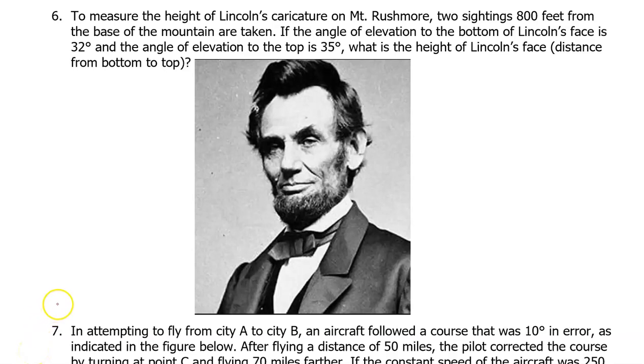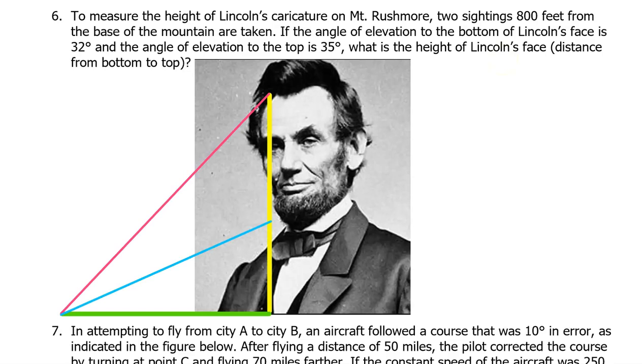In this video, I will show you how to use the law of sines to solve an advanced word problem. To measure the height of Lincoln's face on Mount Rushmore, two sightings 800 feet from the base of the mountain are taken. If the angle of elevation to the bottom of Lincoln's face is 32 degrees and the angle of elevation to the top is 35 degrees, what is the height of Lincoln's face?